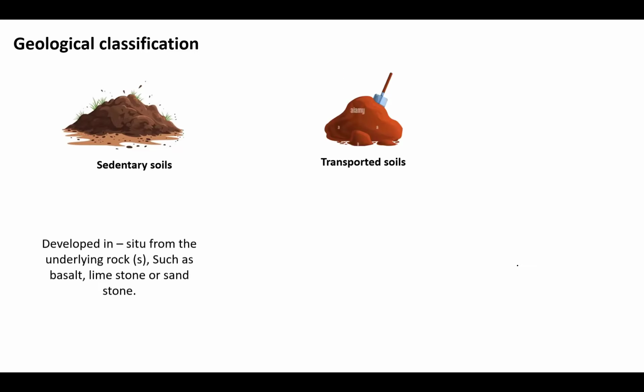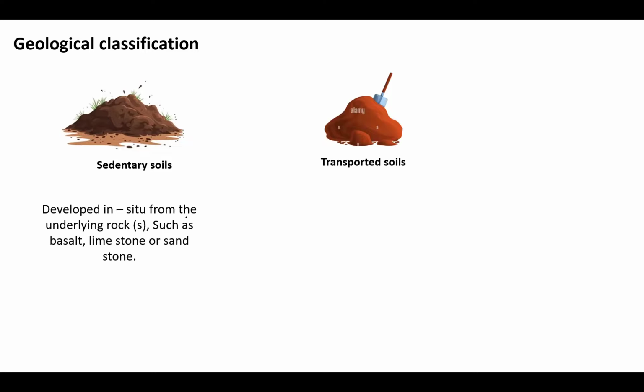And geological classification. Geological classification is based on your deposits, namely sedentary soils and transported soils. Sedentary soils are in situ, so the soils are produced in the same location. There will be no translocation of these soils from one area to another. This geological classification is completely based on location and deposition, whether the soils are sedentary or transported.